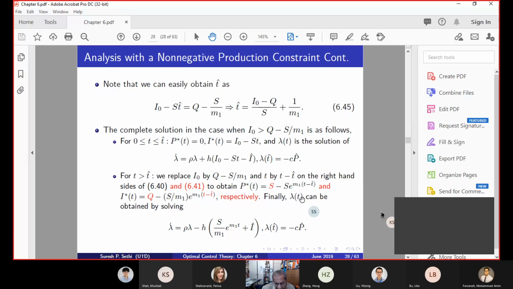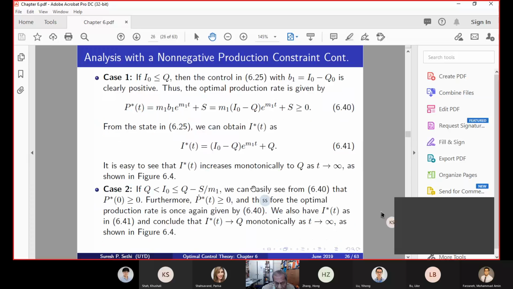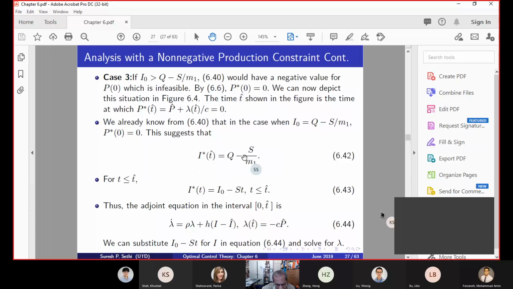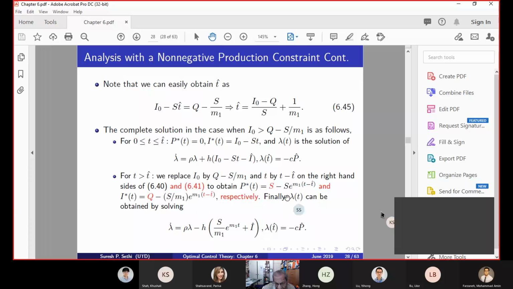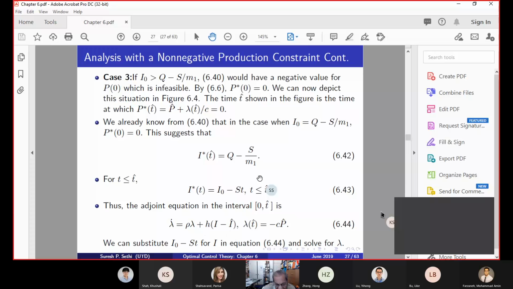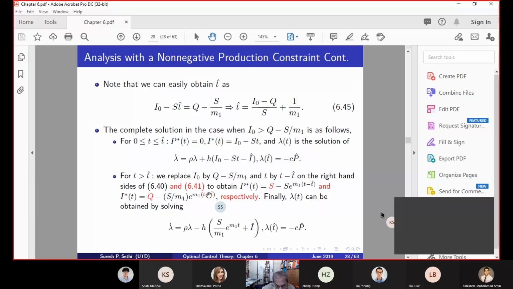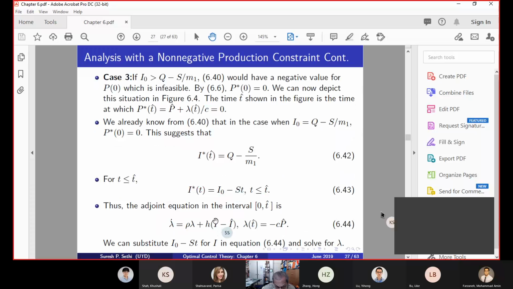Then lambda t, I made a mistake here. This is not good. What you do is you go to 6.40 equation, and where is the lambda t? Lambda t is going to be an equation like this. The lambda t is not here. Where is the, just a second. What did I do here? Yeah, I have lambda t equation is the equation like this equation. So the lambda dot equation. I have to put I star t here. So I star t is this quantity. So I have to substitute I star t here.